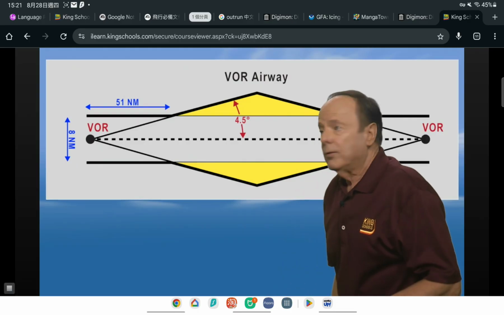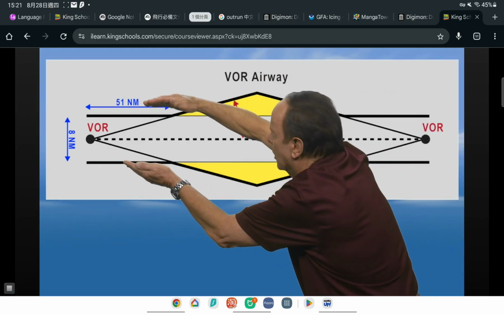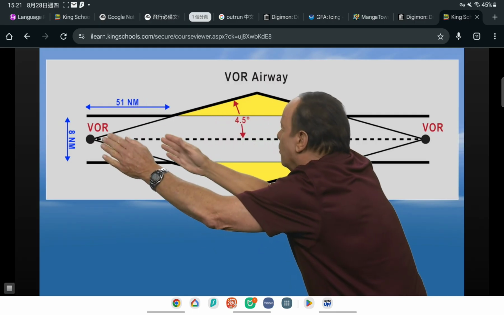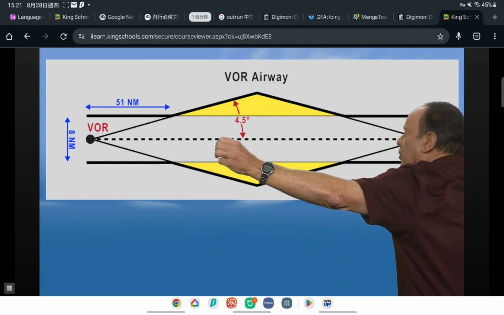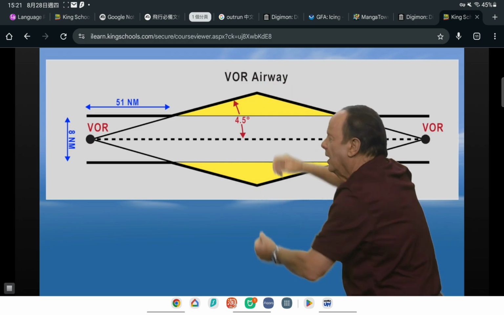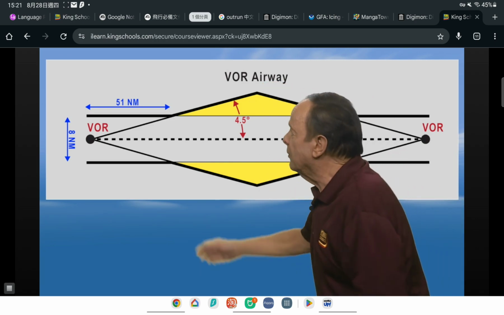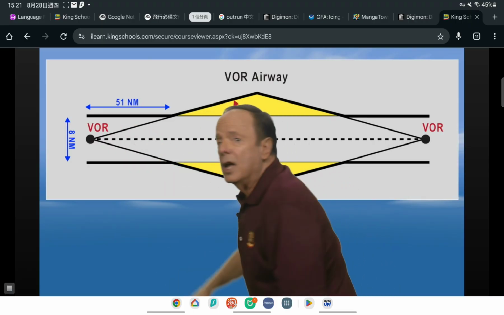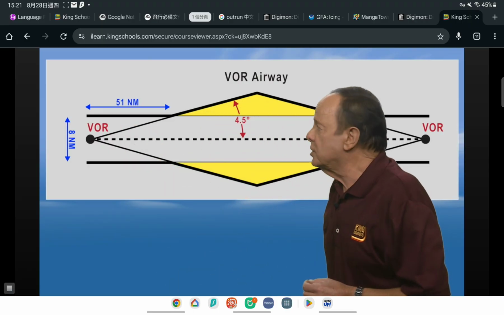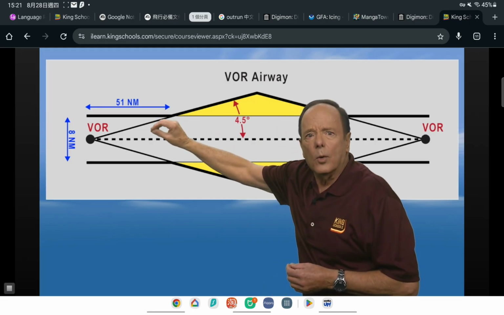Okay, now the airways are 4 nautical miles either side of center line, unless they're more than 102 nautical miles apart, then they become 4.5 degrees on either side. Now, even though Victor airways were originally designed for VOR navigation, you can still fly airways using RNAV, including GPS, instead of using the VORs.